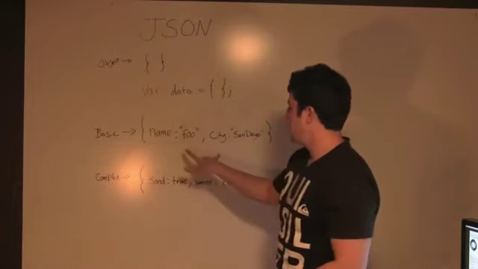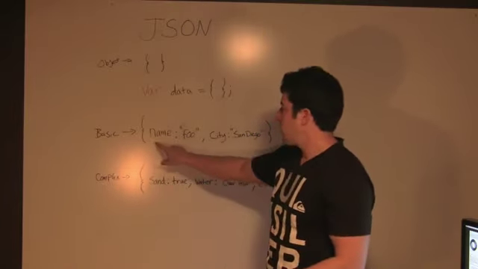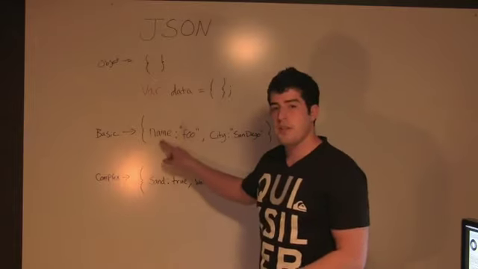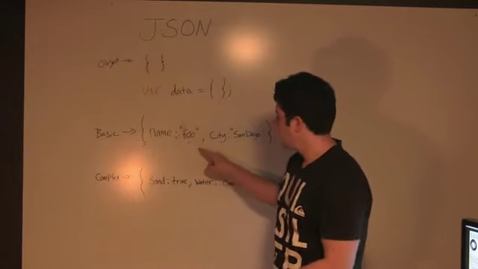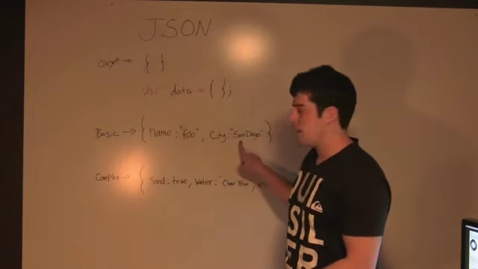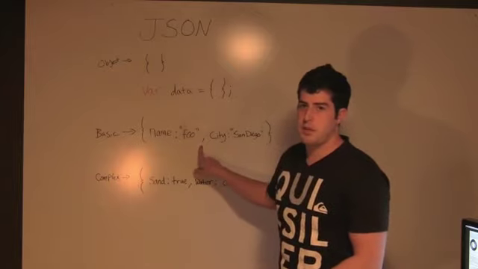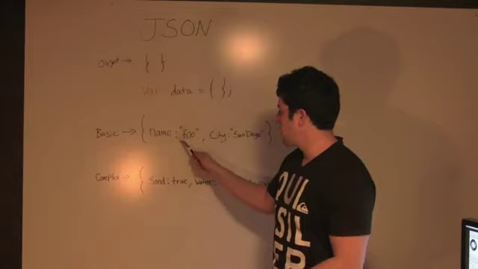Inside the object, we have two keys, and each one has a value. Our object has a property of name, and the property's value is foo. It has a property of city, and the value of that is San Diego. Notice they're separated with a comma here, and there's a colon to separate the property and the value.